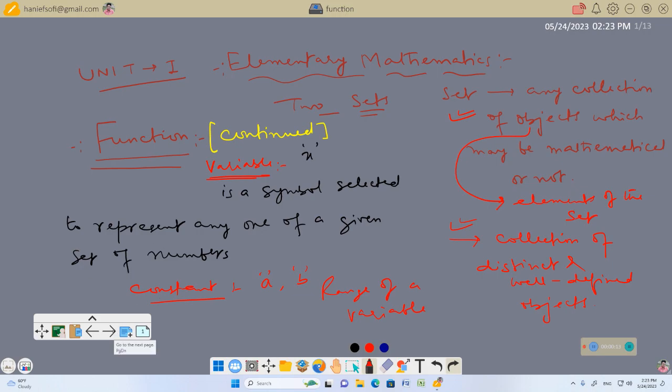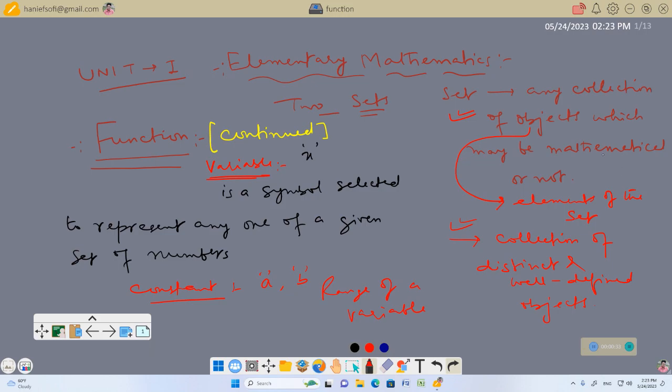In the last lecture, I introduced you to the idea of function. First, we discussed the idea of a variable. We said a variable can represent any one of a given set of numbers, but the constants, which we represent by letters a, c, etc., represent a single number.